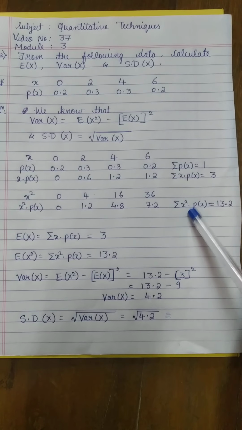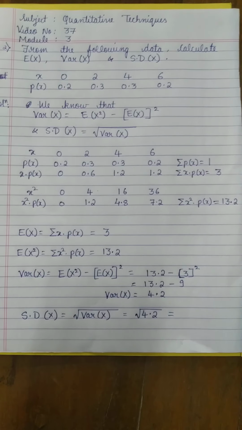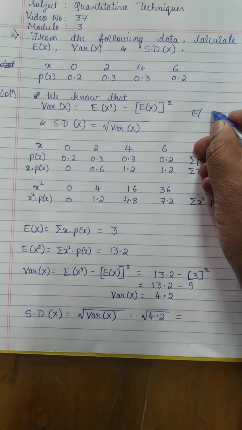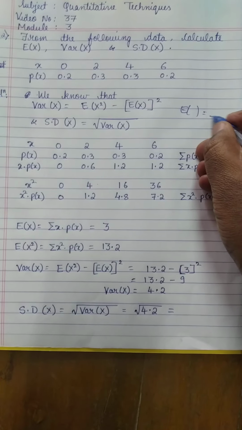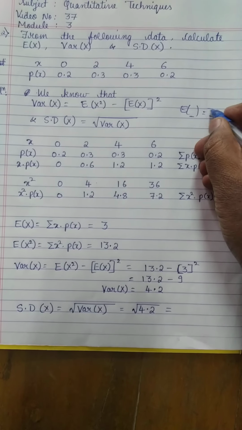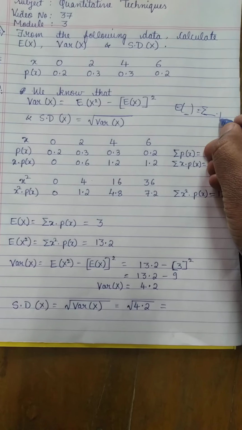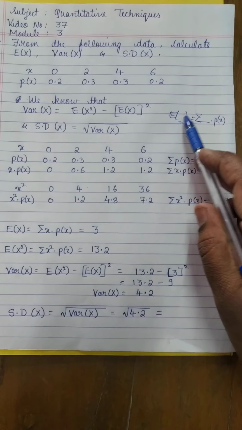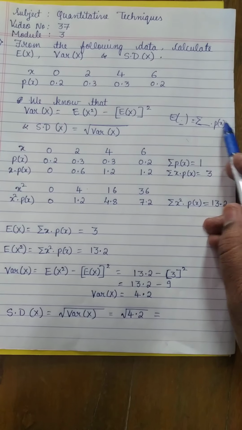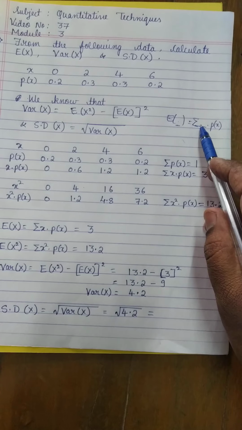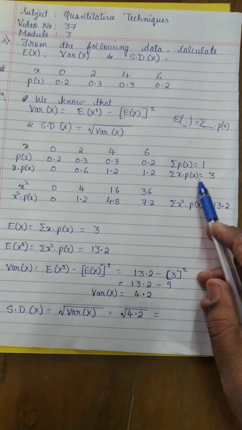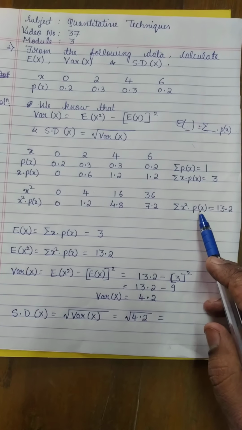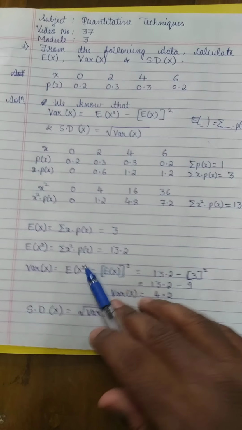What is this summation of x square into p of x? It is nothing but E of x square. Remember this one thing always: E of any function is the summation of that function, whatever is there in the bracket, multiplied by p of x. So if you're finding E of x, it is summation of x into p of x. If you're finding E of x square, it is summation of x square into p of x.